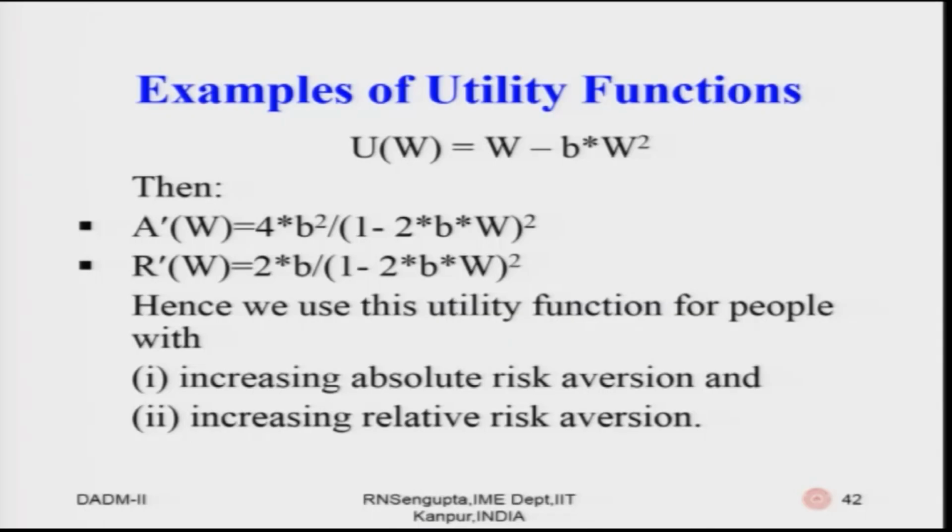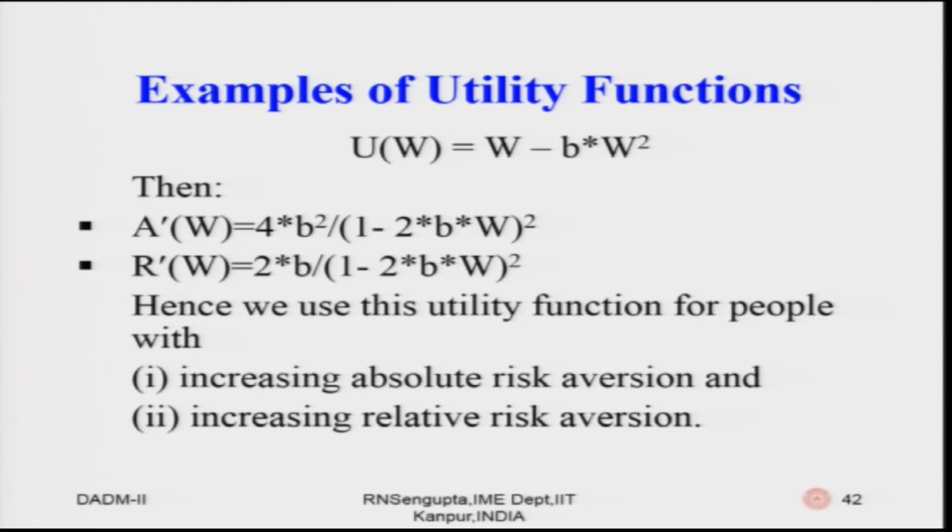Hence, we use these utility functions for people with increasing absolute risk aversion property, because that is there for bullet point 1, which is A prime being positive. And if I consider B as positive or negative, you will find that R prime would also be positive or negative accordingly, because the denominator is quadratic. So, we will say that it is increasing relative risk aversion property if B is positive, and decreasing relative risk aversion property if B is negative. But in the problem we have already considered that B was positive. So, obviously, it will be an increasing relative risk aversion property.